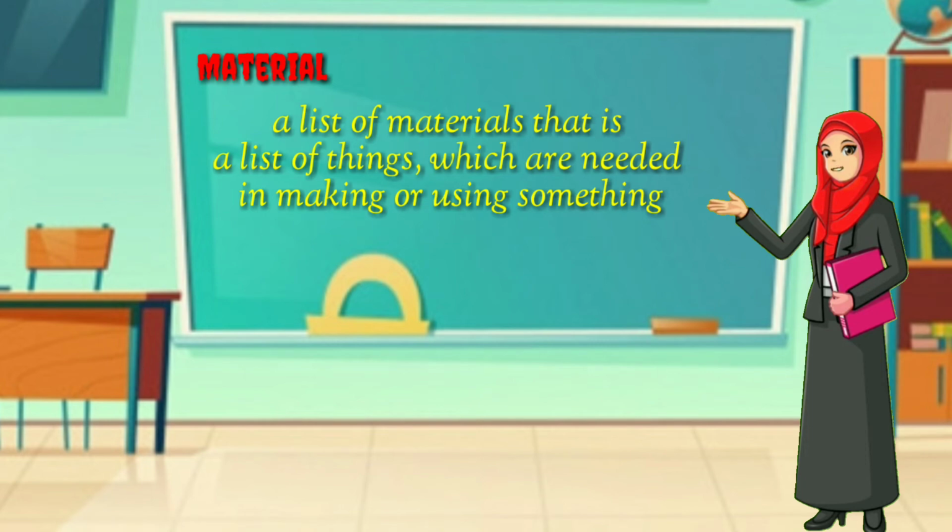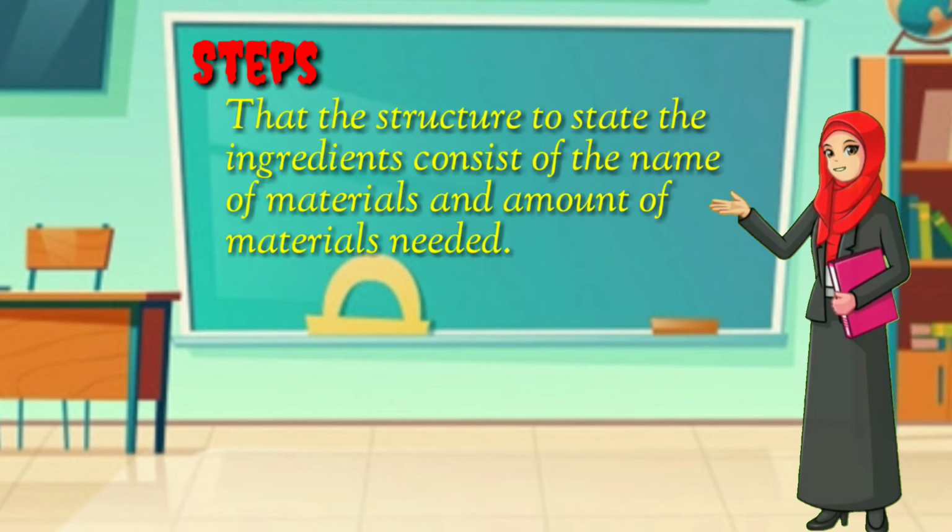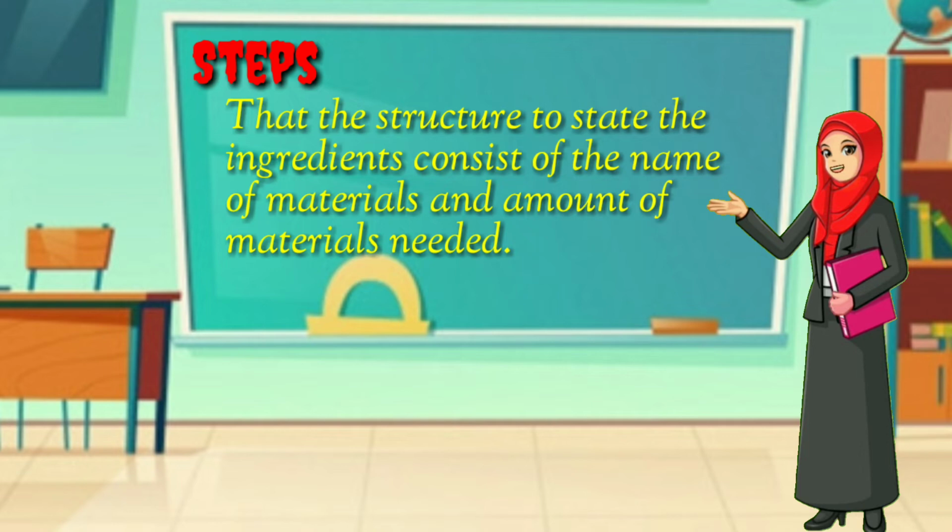Material is a list of materials, that is, a list of things which are needed in making or using something. Step, that is the structure to state the ingredients, consists of the name of the material and the amount of material needed.